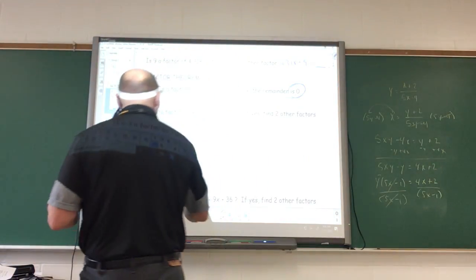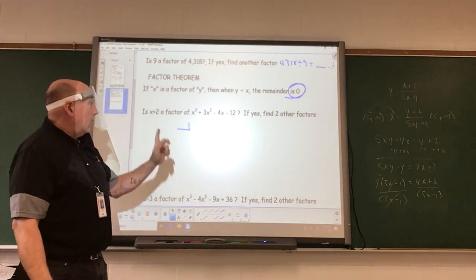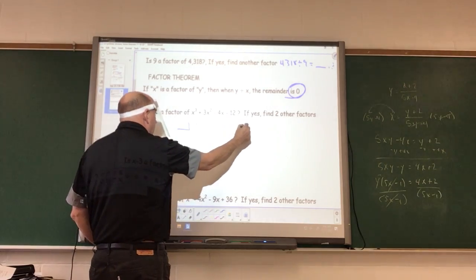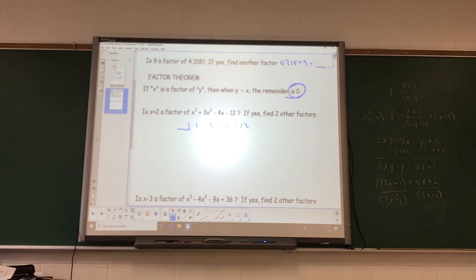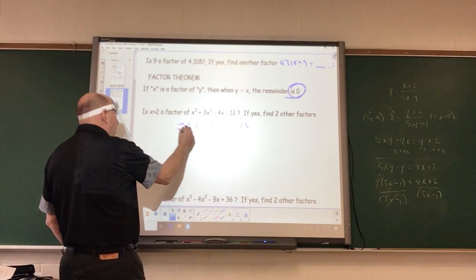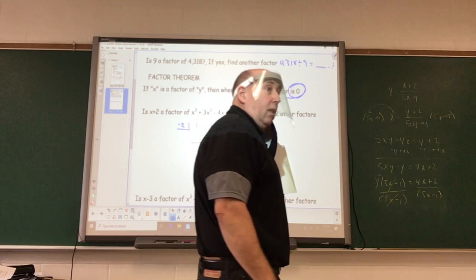So if I utilize my techniques of division and use synthetic division, I have my coefficients 1, 3, -4, and -12. What's going to go in the little half box here? -2, because I have to change my sign. So I have a -2. So I run through synthetic division. Is it a factor? And if so, what's the other factor?